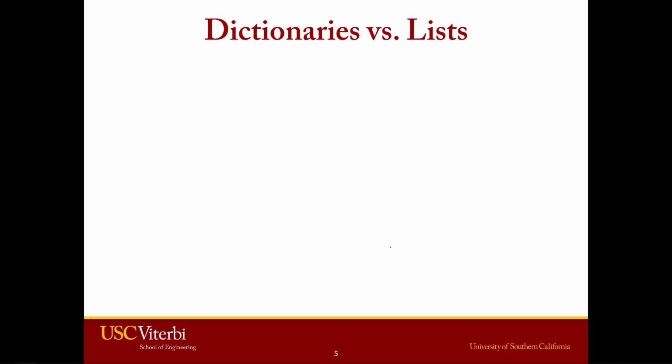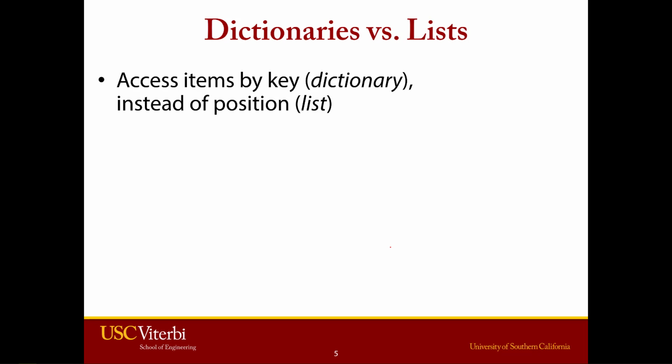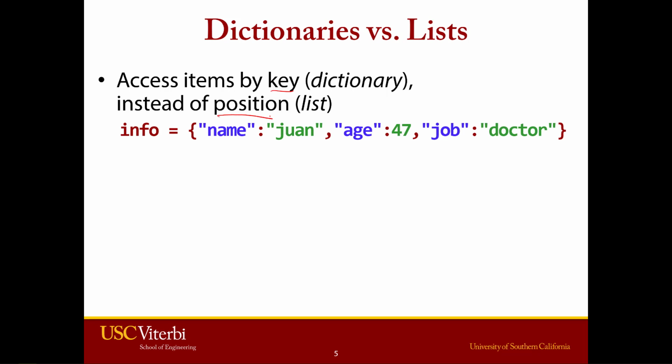So how do dictionaries and lists compare? Well, again, with a dictionary, we access items by key. With a list, we access them by position or index. So if we have a dictionary, again, name Juan, age 47, job doctor, we can read the items using similar notation: give the name of the dictionary, and then the key inside brackets.